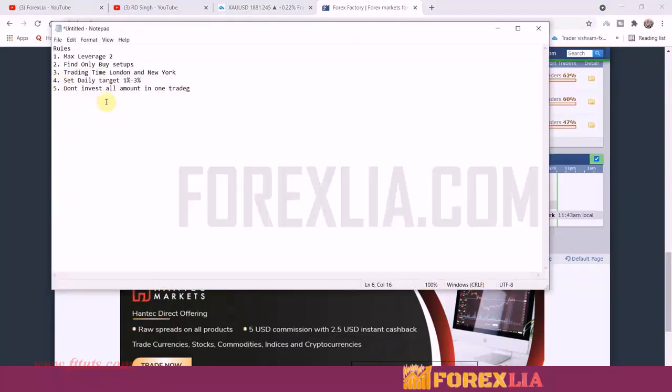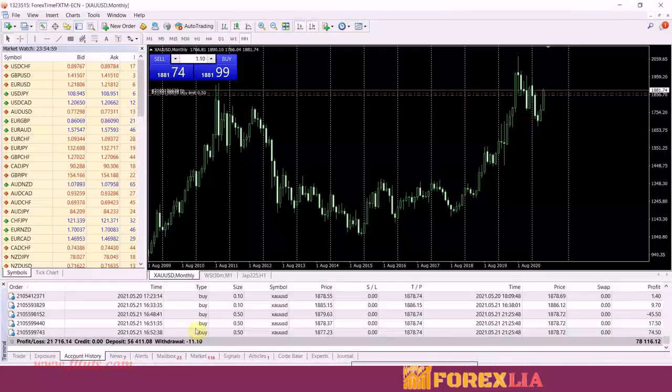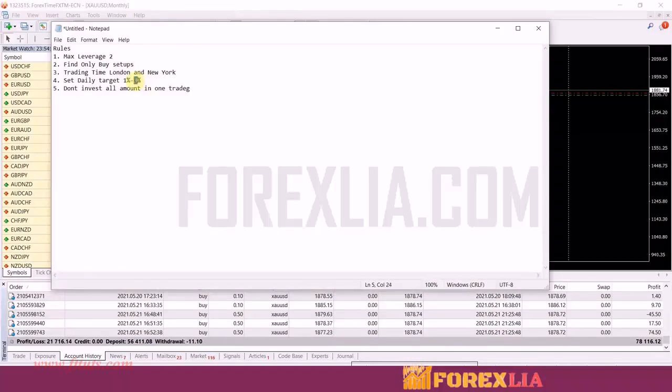Now the number 4 rule is also very important for a trader, because inside this the question is, how much do you want to earn daily? My target is 1%, which used to be $500 to $700 on this account. As soon as I reach my target of 2 to 3%, after that I do not trade. 3% is the maximum.